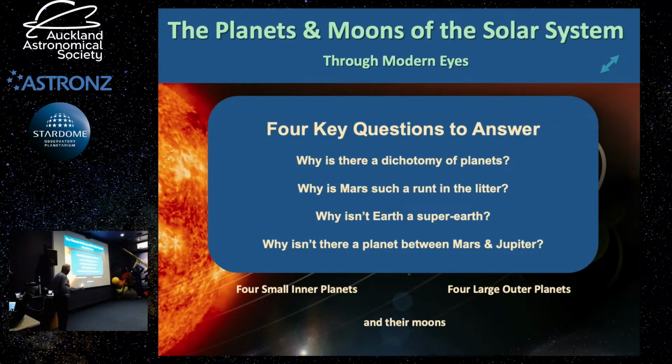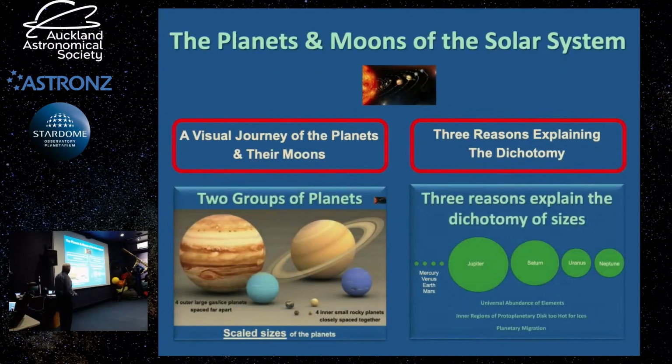And why isn't there a planet between Mars and Jupiter instead of just a ring of rubble known as the asteroid belt? A planet should be sitting there. So we're going to answer those questions today. But first of all, we're going to go through a visual tour. I've split it into 2 chapters: the visual journey through the planets and some of the more interesting moons, and then 3 reasons explaining the dichotomy talked about, and we'll answer those questions.